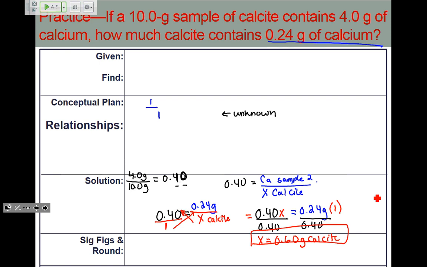We can double check that by just plugging it in. We already know our ratio of our first sample, the 10-gram sample with 4 grams of calcium, is equal to 0.4. So to check that, we can just see if we divide 0.24 by our found amount, that should be equal to our 0.4 because that's what our law says, that our proportions will be the same. And if you calculate that, you'll see that it is the same. So it's an easy way to check our answer with that one.